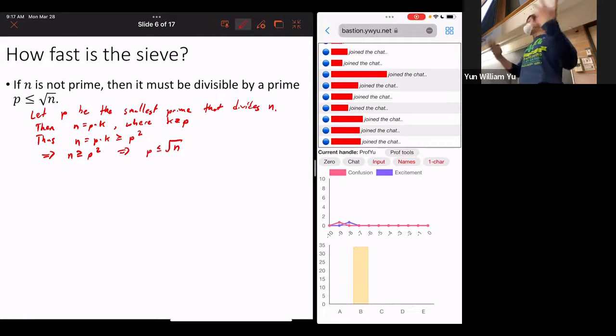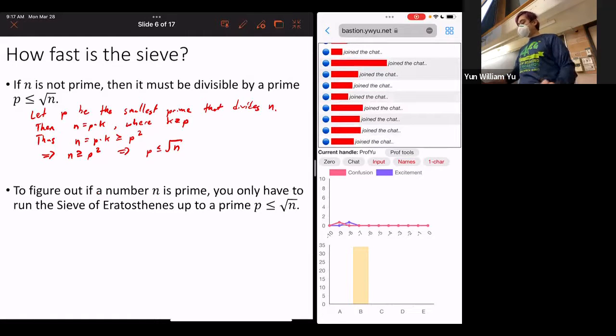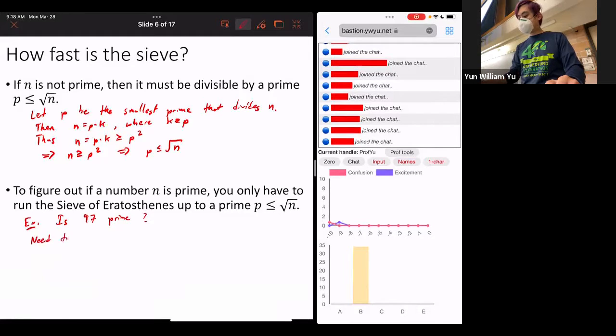And the punchline to that, which we already covered before in this class back in lecture 4 or something, is that to find out if a number n is prime, you only have to run the sieve up to a prime p less than or equal to the square root of n. So as an example, if we're asking, is 97 prime? Well, you just need to check 2, 3, 5, and 7.